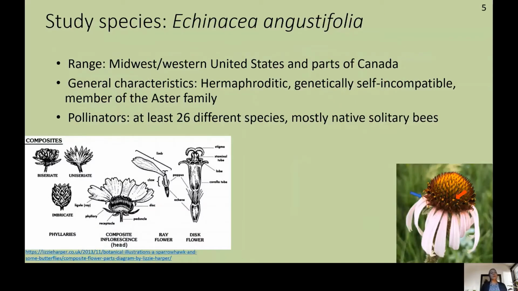My study species is Echinacea angustifolia, which is a prairie perennial native to the Midwest and western parts of the United States and parts of Canada. It is hermaphroditic and genetically self-incompatible, and is also a member of the aster family. The aster family is one of our largest angiosperm families and is characterized by its head inflorescence. This means even though it might look like one flower, it's actually composed of many tiny little florets.